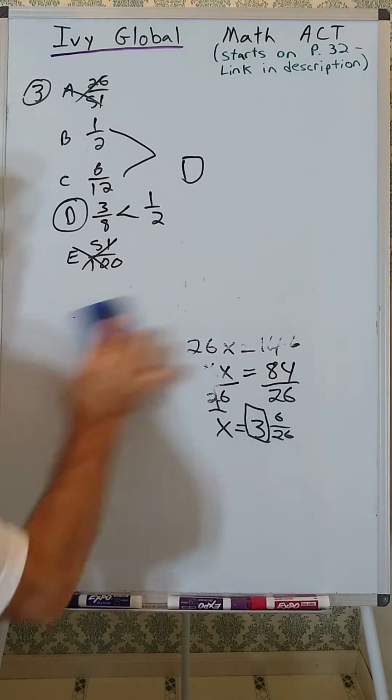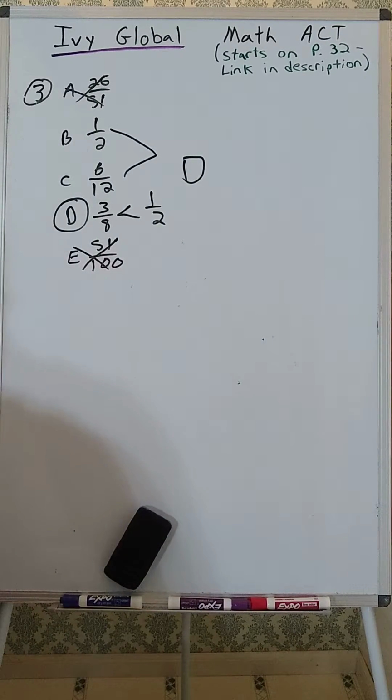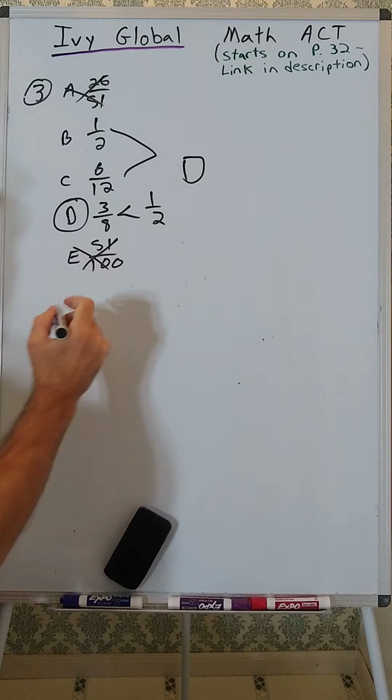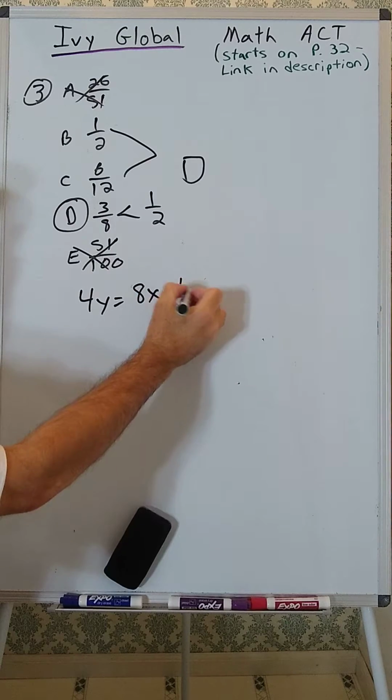And number 4 says, in the standard XY coordinate plane, which of the following lines is parallel to the line defined by the equation 4y equals 8x plus 4? So we have the equation 4y equals 8x plus 4.